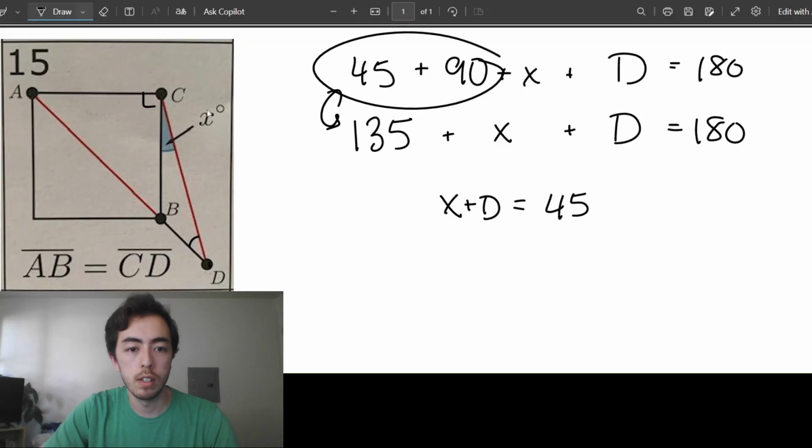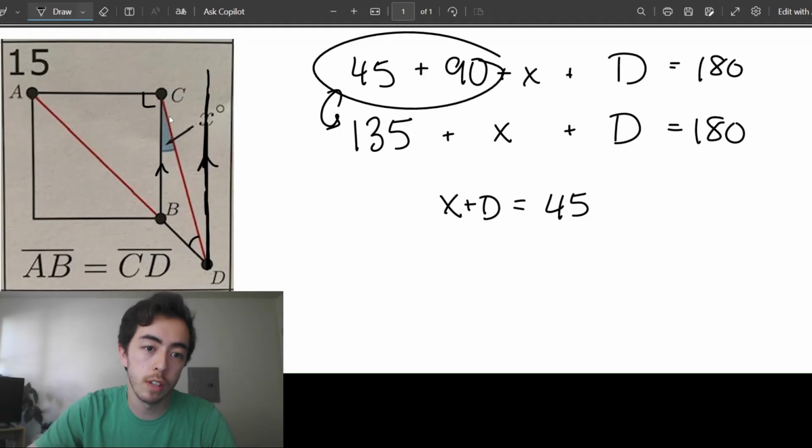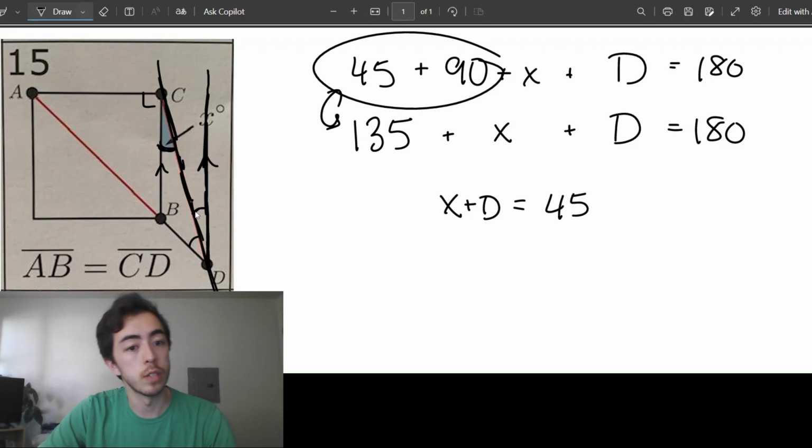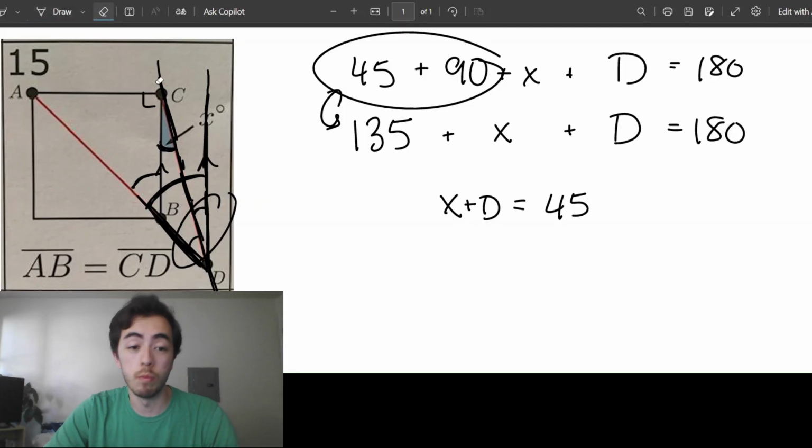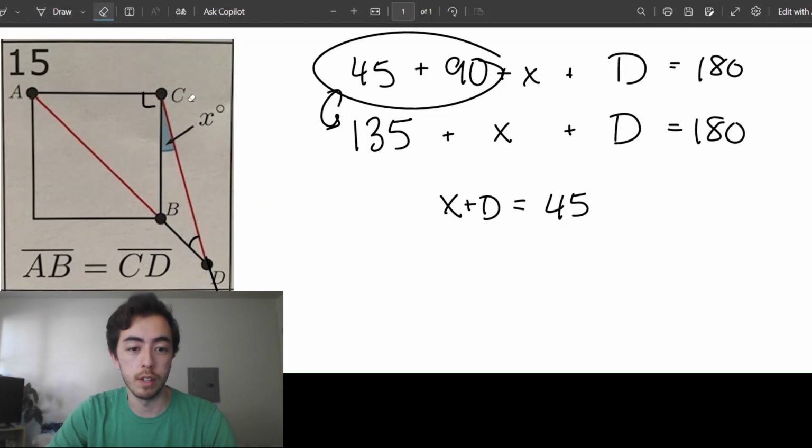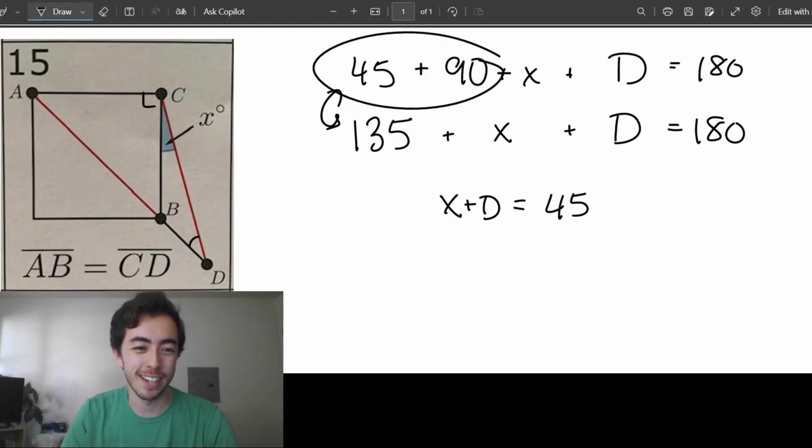If I draw maybe an extra line right here, I'm trying to do something with parallel lines and a transversal. Maybe that's going to help. Here I know that angle x is going to be an alternate interior angle to this one right here. And x plus d is, oh, that's another 45 degrees, right? Because I'm kind of seeing how this diagonal continues. This angle right here should be 45, kind of like how this angle right here is 45. And so I've once again proven the exact same thing, that x plus d is 45. But that doesn't tell me more information about x or d.